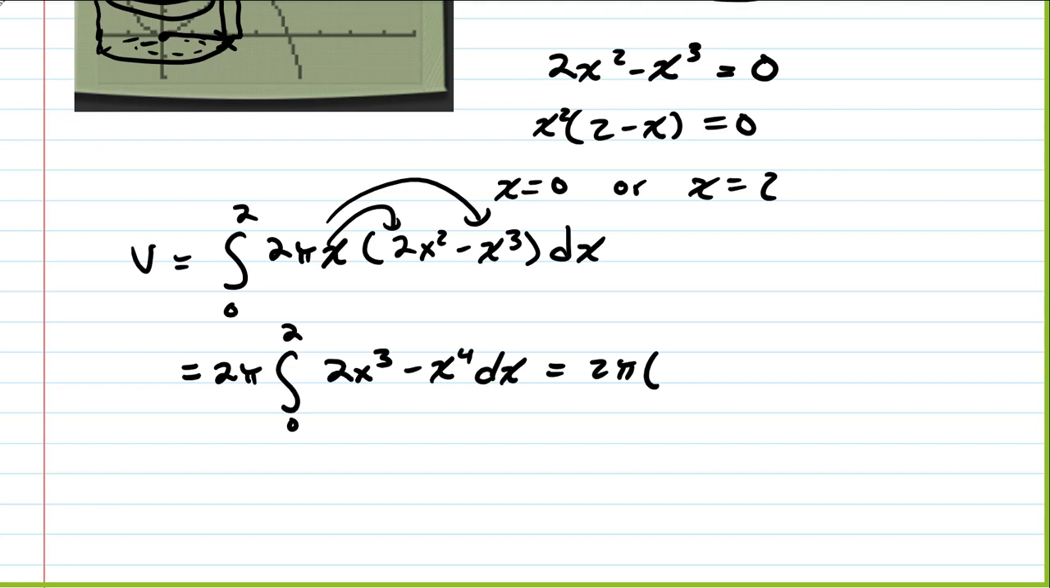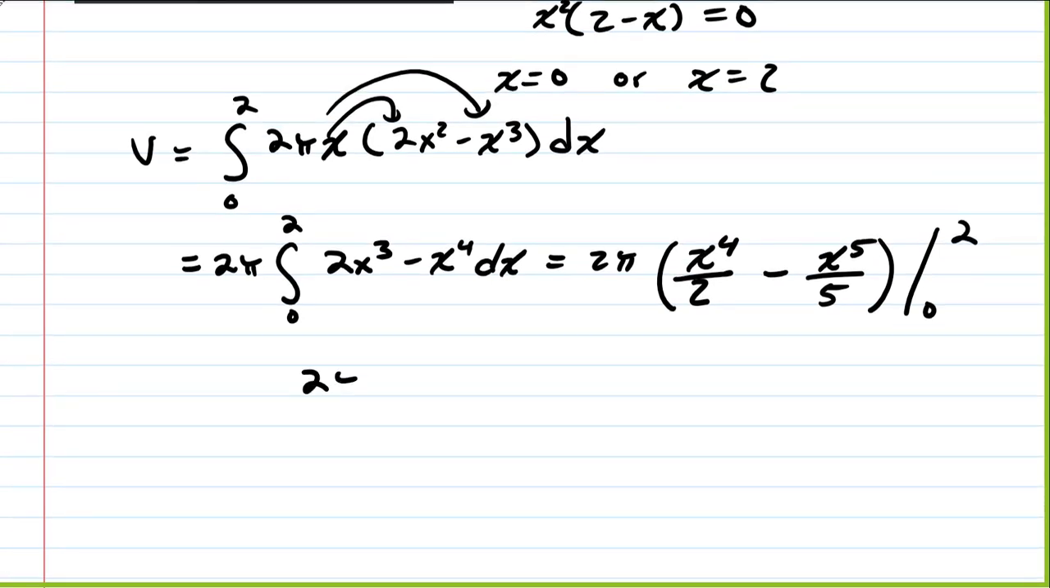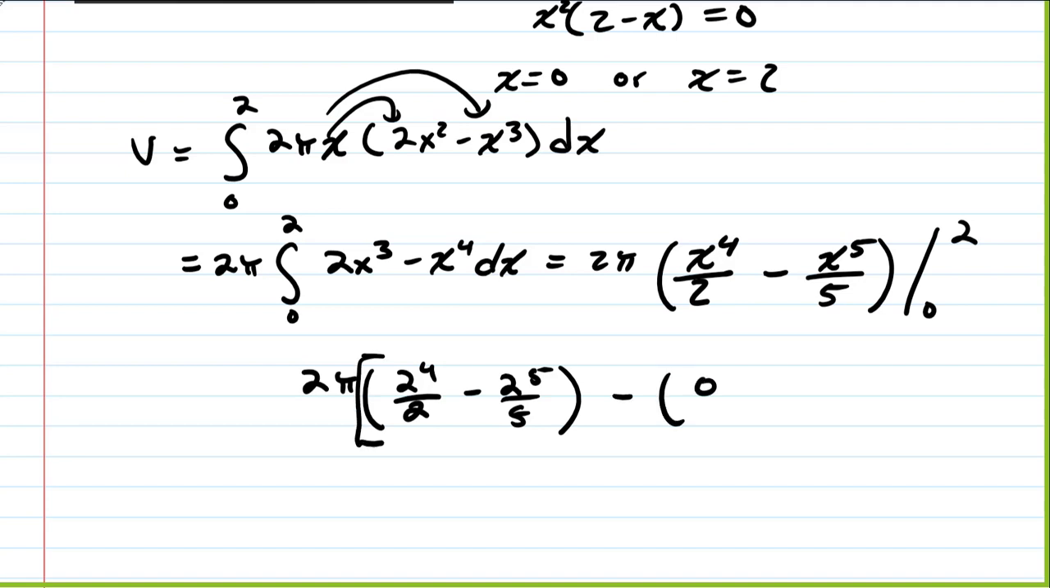So it's going to be, the antiderivative of x cubed is x to the 4th over 4. So we're going to get x to the 4th over 2, because the 2 and the 4 simplify, minus the antiderivative of x to the 4th, which is x to the 5th over 5. And then we evaluate that from 0 to 2. So we get 2 pi times 2 to the 4th over 2 minus 2 to the 5th over 5, minus the other ones, which are going to be 0 and 0, so that's not going to contribute to our integral.